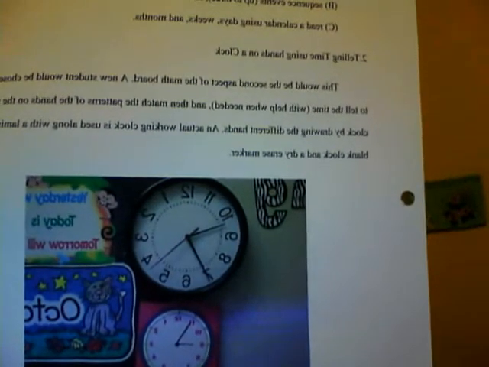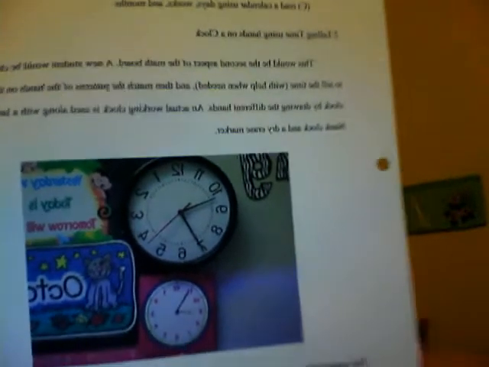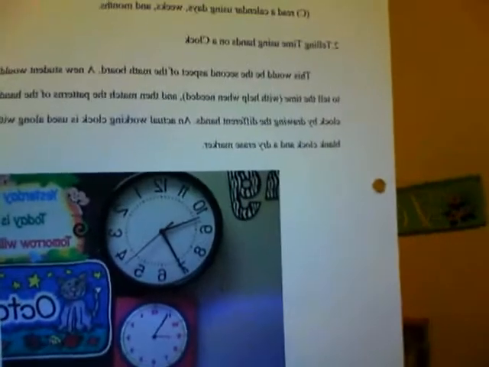The next aspect would be the clock. Students would practice telling time on a clock. They would match the time on the clock, and they would draw it in with a dry erase marker on their bottom clock.